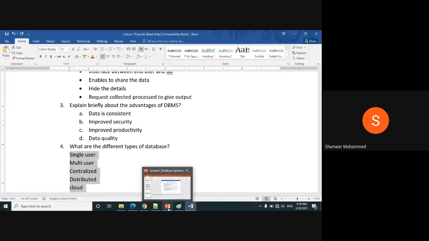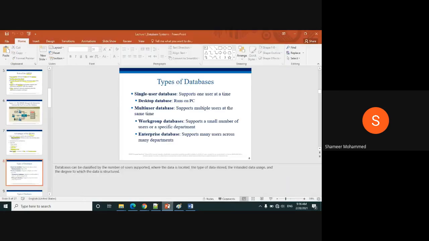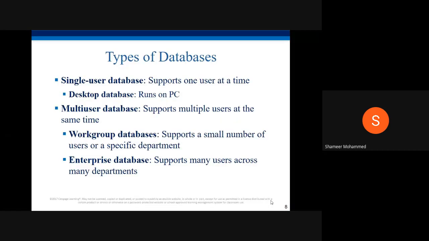Dropbox. There are many software through which you can keep your information and access it from the cloud. Now we will explain the different types of databases. Single user means it will support only one user at a time. In the olden days, you would have only one desktop which is not connected to any network. Only one user can access the database, not multiple users.